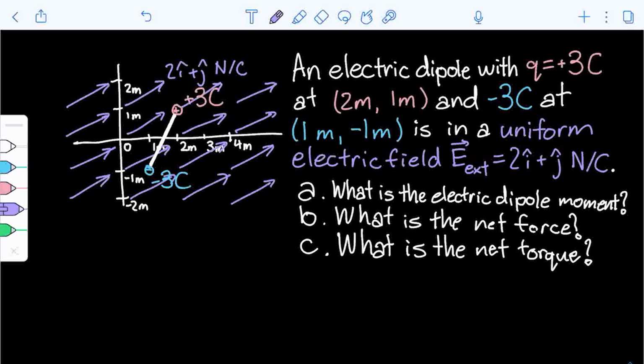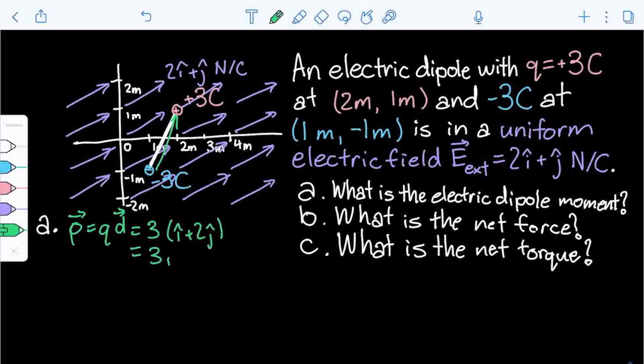So first, let's find what the electric dipole moment is, A. So this is pretty simple. To find what P is, we literally just do Q times D. And Q is 3. And D, in this case, is I hat plus 2J hat. So then this literally just becomes 3I hat plus 6J hat. And the units are the units of Q times the units of D, which ends up just being coulomb meters. So there you go. That's the electric dipole moment.